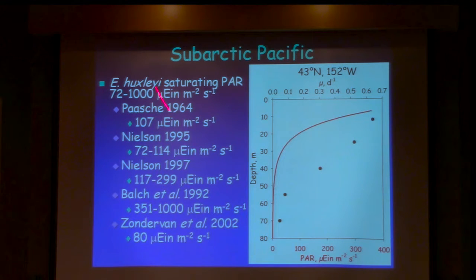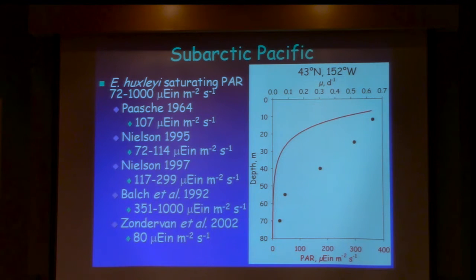And for the alkanone, well, at least for Huxleyi, this thing called saturating irradiance, people argue about it. The range is something like 72 to 1,000 micro-Einstein. Here we got 400 at about, what? Pretty close to 5 meters. So if the saturating irradiance was 1,000, all of these would be light limited. But here's some at 100, 72 to 114, 120 to 300, some around 80.